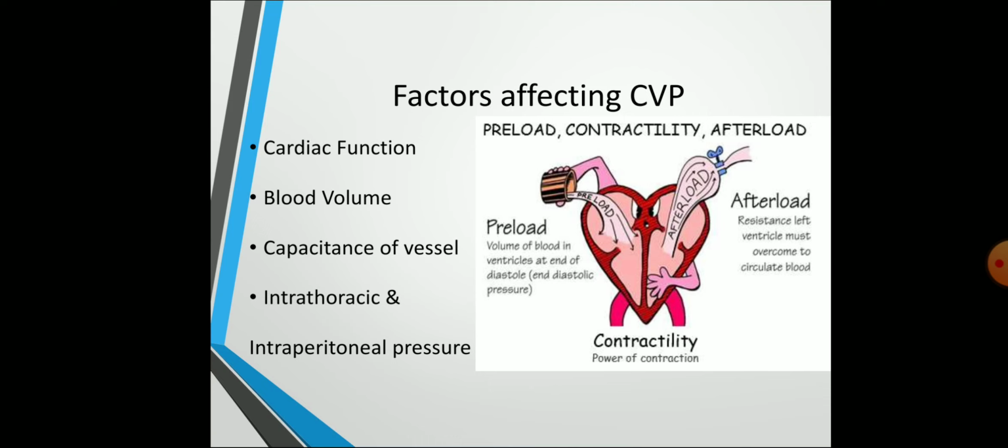Then next is afterload. It is the resistance the ventricle must overcome to circulate blood. So if the afterload is less, then more blood can go. If the afterload is very high, then the heart will have to use a much higher force to push out the blood. So the blood pressure as well as CVP depend on preload, afterload and contractility.